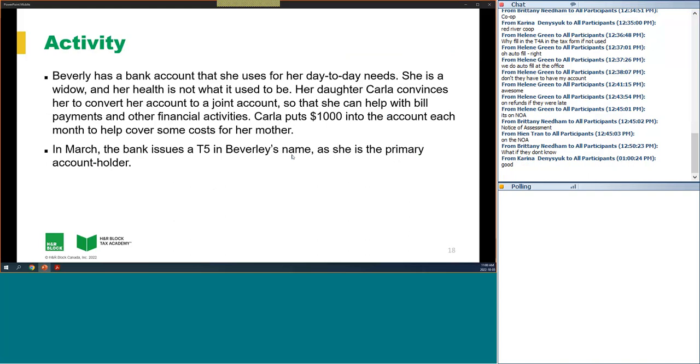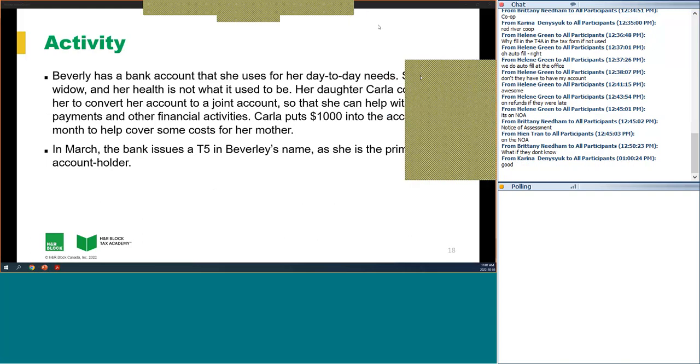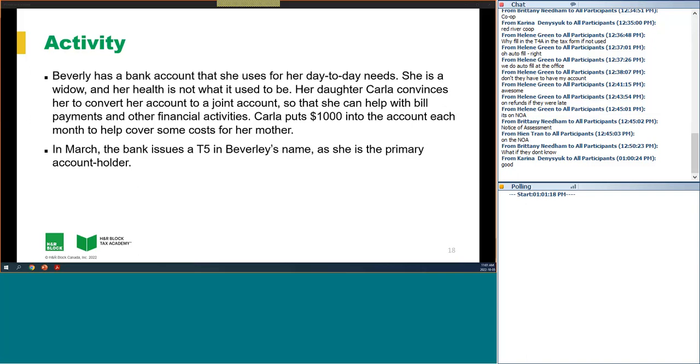Carla puts $1,000 into the account each month to help cover some costs for her mother. And then in March, the bank issues a T5 in Beverly's name because Beverly is the primary account holder. You're now going to do tax returns for Beverly and possibly for Carla. And I have a question for you, and I'm going to make that a poll. Okay, so on whose return should the interest be reported? Pick the statement that is correct.